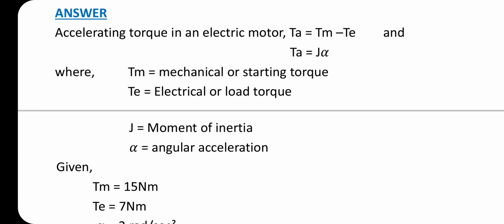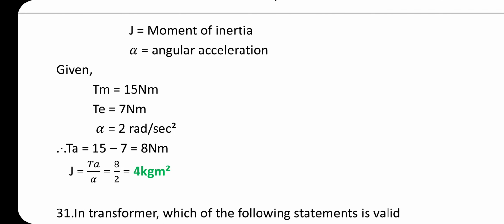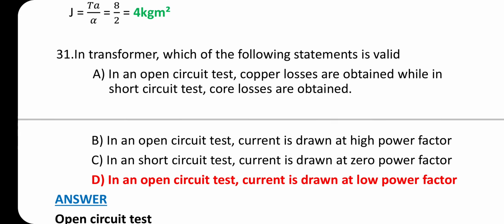Accelerating torque in an electric motor: Ta equals Tm minus Te, and Ta equals J alpha, where Tm is the mechanical or starting torque, Te is the electrical or load torque, J is the moment of inertia, and alpha is the angular acceleration. In the question they have given Tm is 15 Newton meter, Te is 7 Newton meter, alpha is 2 radian per second squared. Substituting those in the equations, we get Ta as 8 Newton meter and moment of inertia J as 4 kg meter square.